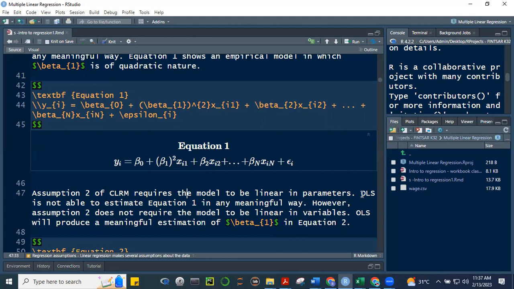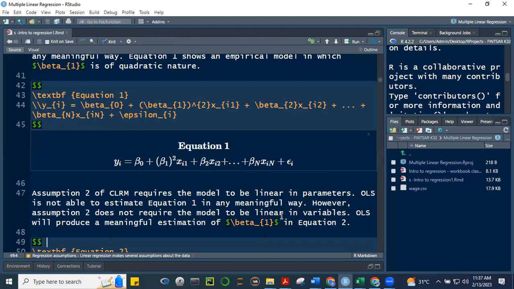OLS, by the way, is the method by which we solve for the parameters. OLS, or ordinary least squares, is not able to estimate equation 1 in any meaningful way. However, assumption 2 does not require the model to be linear in variables. Thus, x sub 1 here can be squared, no problem about that.